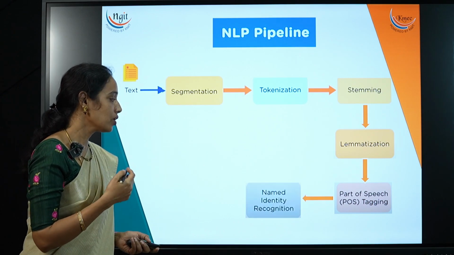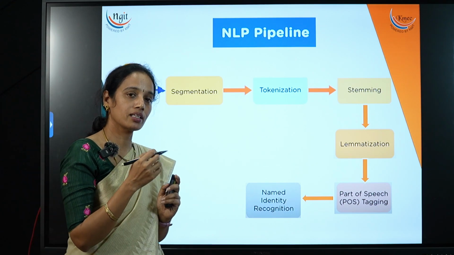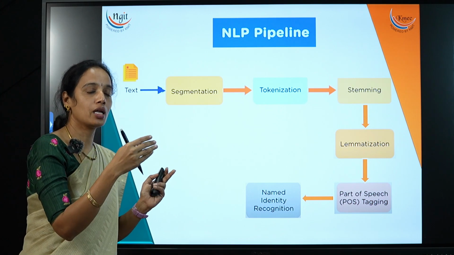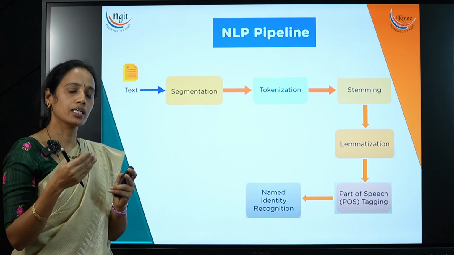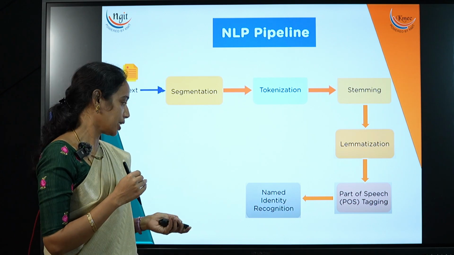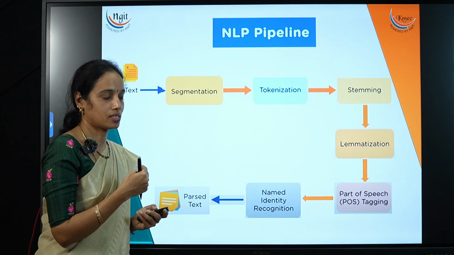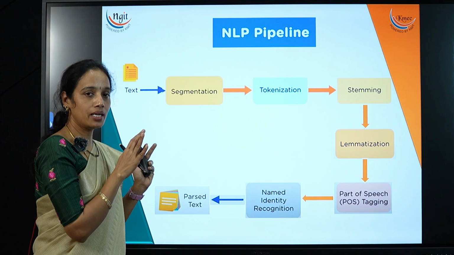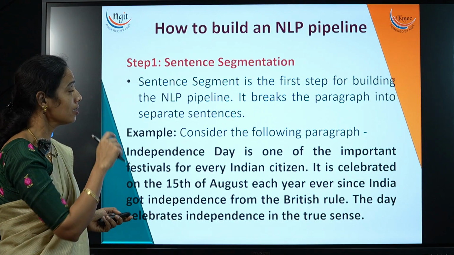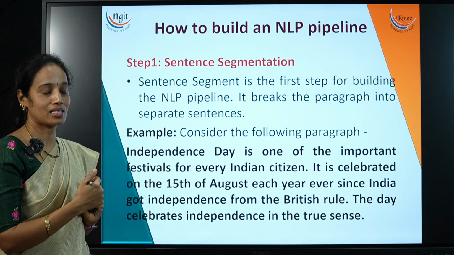tagging. Then we are going to identify the named entity recognition, like in that particular sentence, whether a word belongs to a name or organization or any other company. Like that, we are going to divide it as named entity recognition, and then at last we are going to get the output as the parsed text. So these are the main steps in this NLP pipeline. Then let us see them step by step. Let us elaborate each step with an example.